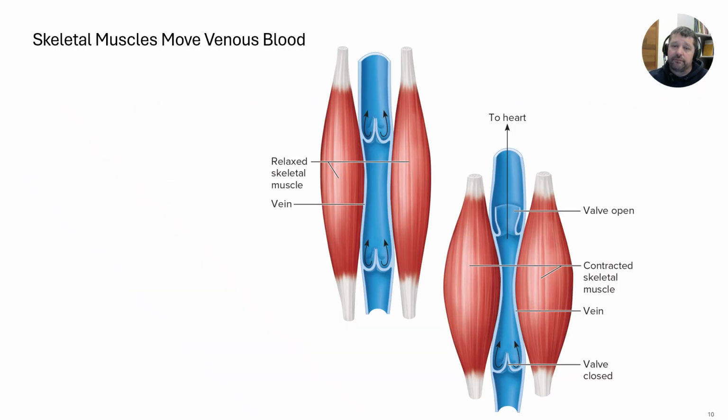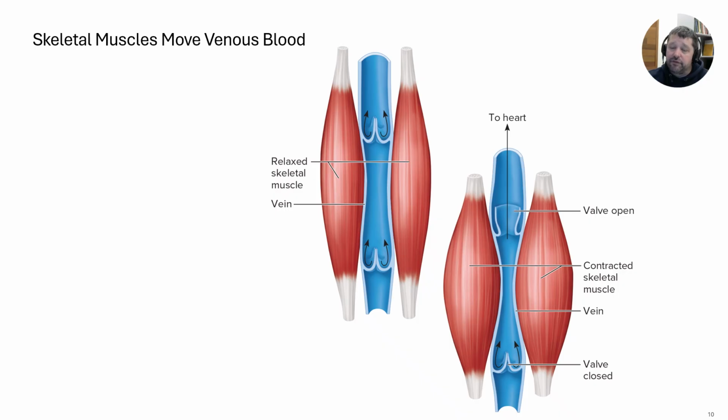So if you look here, this is how it works. If a vein is running next to some skeletal muscle, when relaxed, the valves might be closed. The blood can pool between the two valves. When it contracts, the blood is not flowing backwards in the system. It's one way, just towards the heart. So that valve would open, and the blood would flow into the next section of the vein between two valves. And this would happen over and over again.